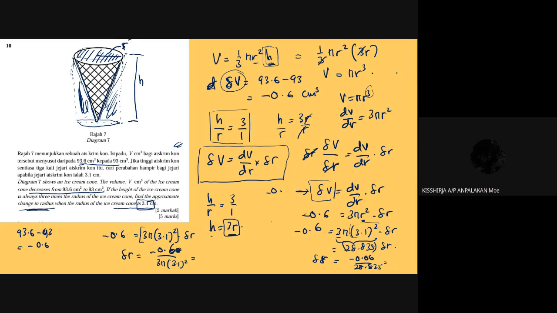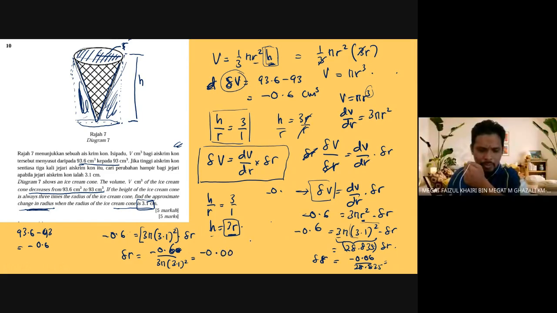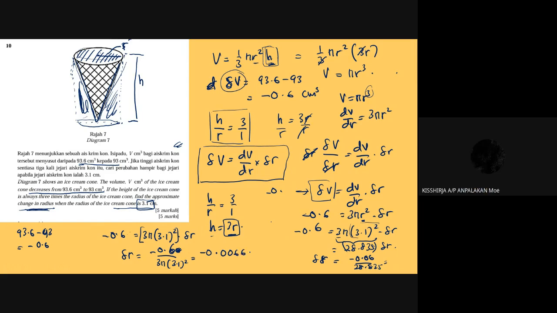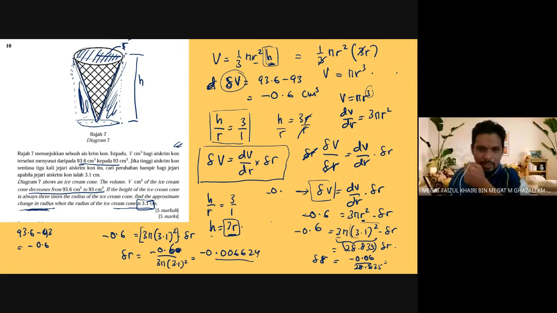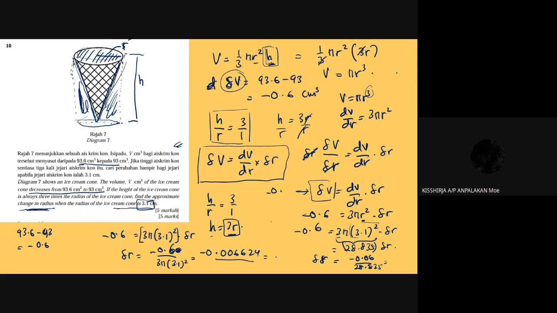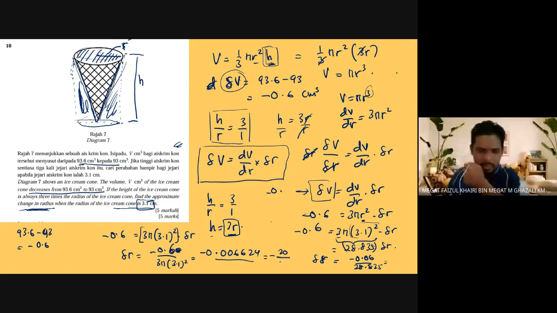negative 6.6245 times 10 to the power of negative 3. Divided by 25, okay. This is actually negative 20 divided by 961 pi. Something like that. Okay.